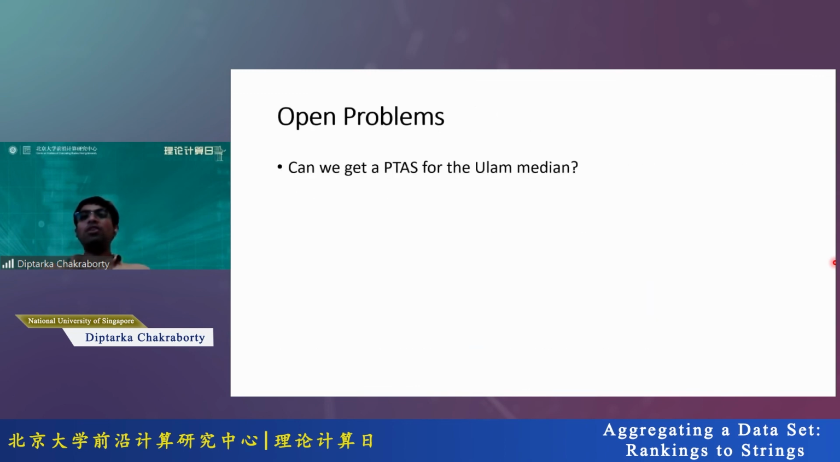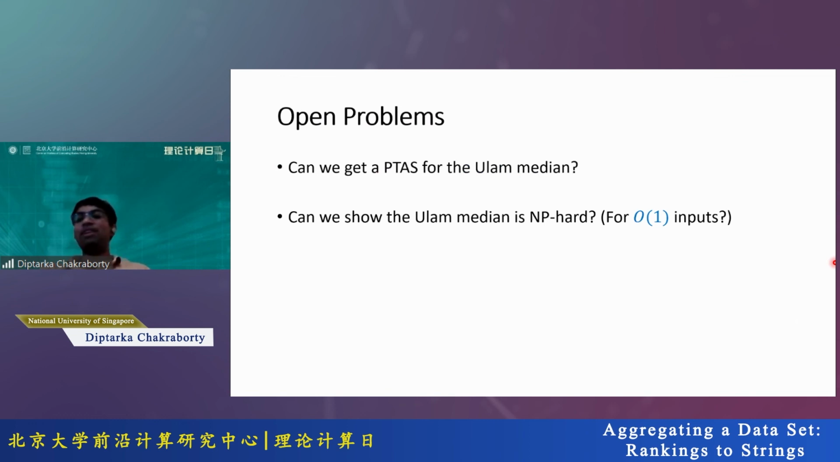So what are the open problems? One open problem is, can we get a PTAS for Ulam median? Currently, we just know 2 minus epsilon, like a 1.9 approximation, but can we get something better, say a PTAS? Another question is, as I mentioned, we don't know whether Ulam median is NP-hard or not. Can we show that it is NP-hard? It would be very good if we could show that it is NP-hard for 4 inputs or some constant number of inputs, just like Kendall tau.